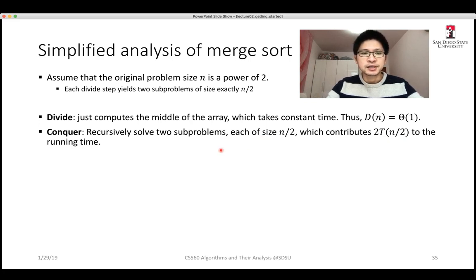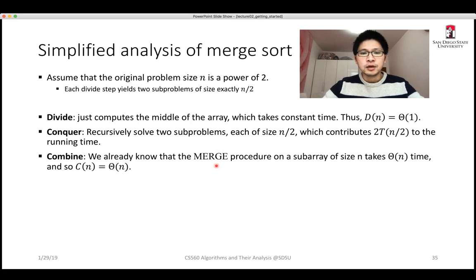And in the combine step, because in the previous analysis of the merge procedure, we already know that this procedure takes theta of n time, which is linear time. Therefore, C of n is just theta of n.